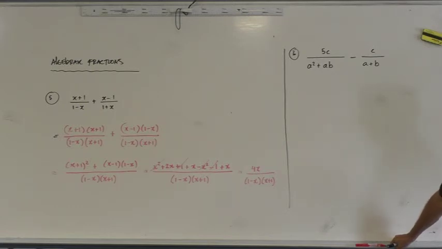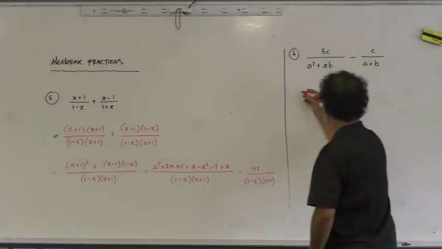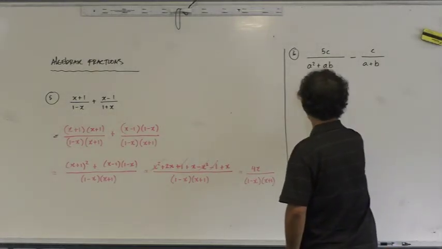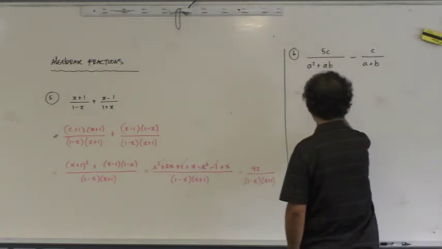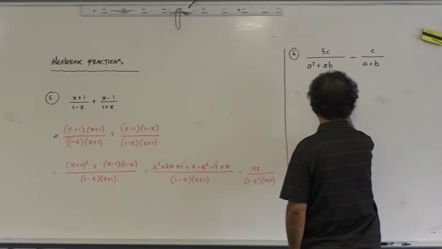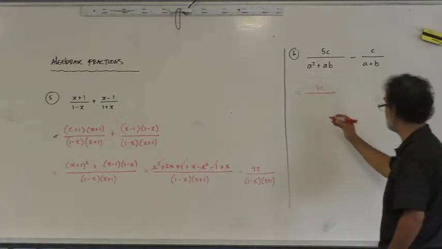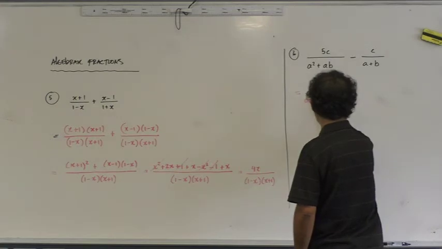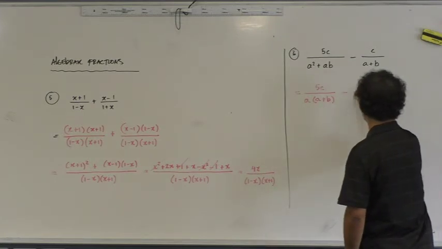Okay, Sarah. Here we go. Do we need to simplify the top? No. Okay, so it's going to be 5c. Can we factorize the bottom? What is that? A bracket A plus B. Very good.